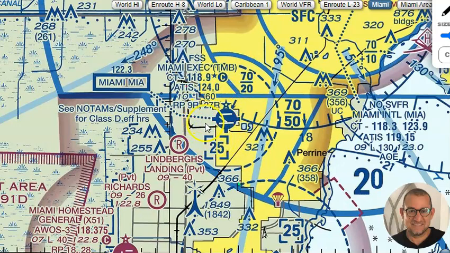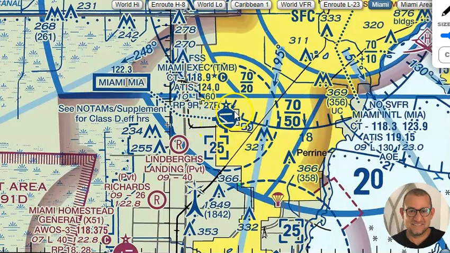Now, what you have to remember is here, as you approach, you're in Class D, Class Delta airspace. In Class D, you're going to be under air traffic control. The tower is going to give you instructions. The tower may tell you to make a left base for runway 9 or right. So you're under instructions or guidance by the tower, so you're not really going to follow that pattern unless they tell you to.